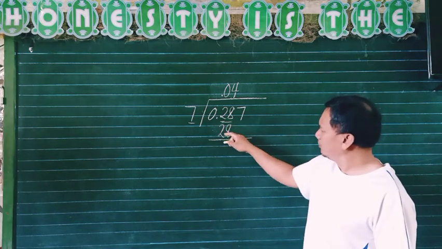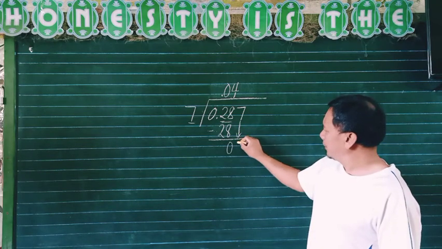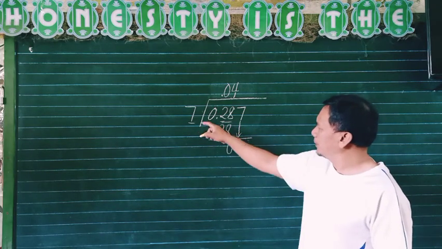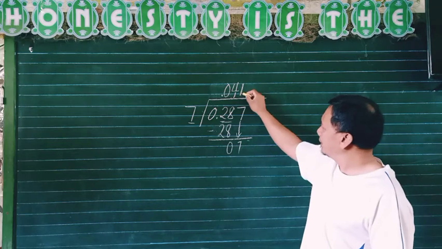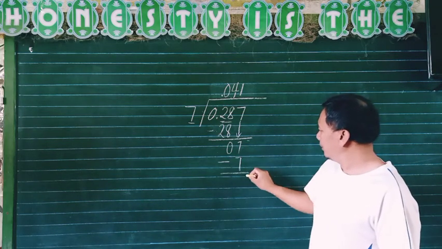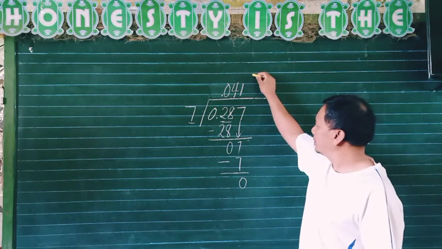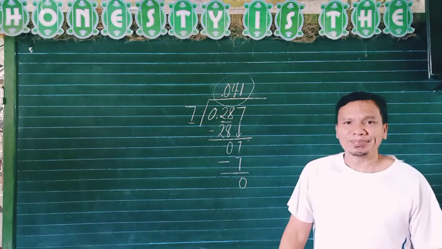And then 28 minus 28, you have 0. So you bring down 7. So 7 divided by 7 was 1. So 1 times 7 was 7. And 7 minus 7 was 0. So our answer now is 41 thousandths.